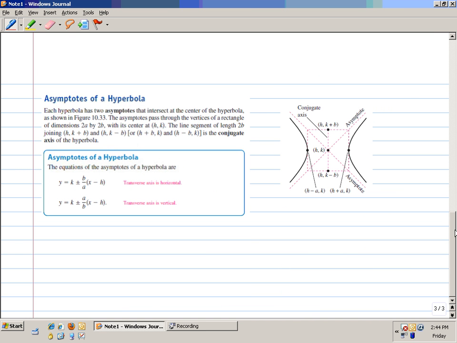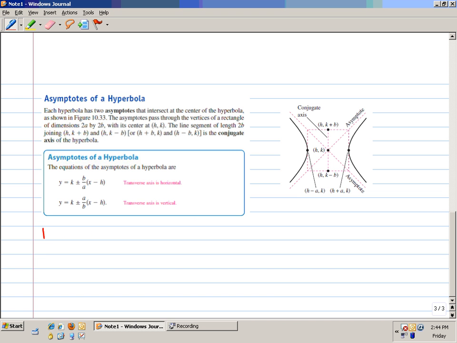All right, the thing we use to help us sketch out our hyperbolas are the asymptotes. The asymptotes are actually what forms the shape so that we can put the branches in. And we use a formula to help us find the asymptotes. And this is y equals k plus or minus b divided by a times x minus h. This is for the horizontal transverse axis, and then flip a and b for the transverse axis to be vertical. So here's what it actually breaks down to.